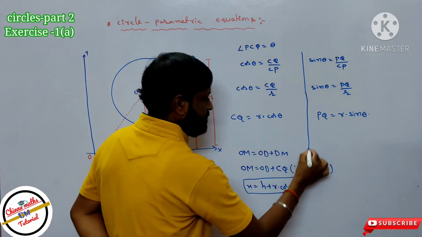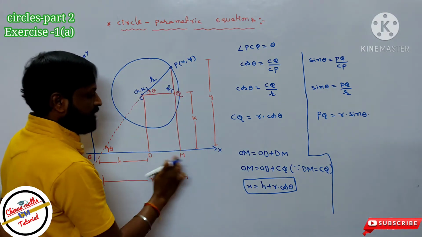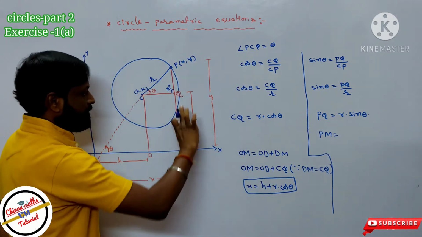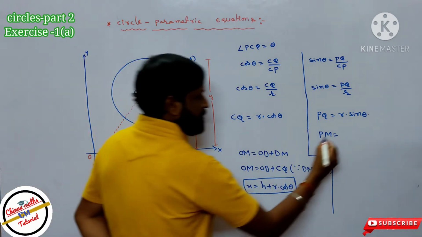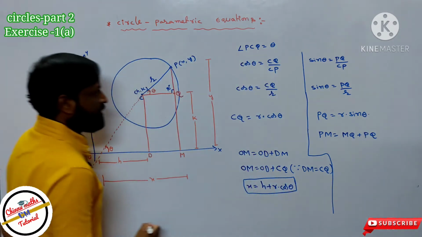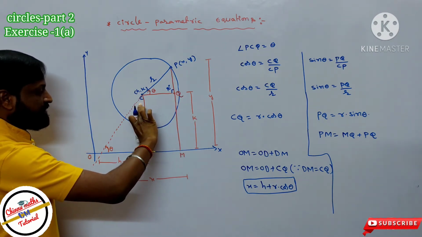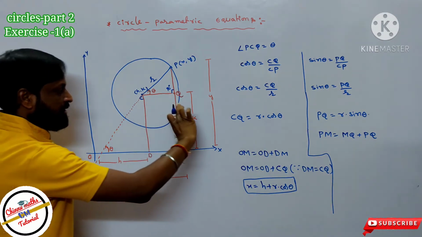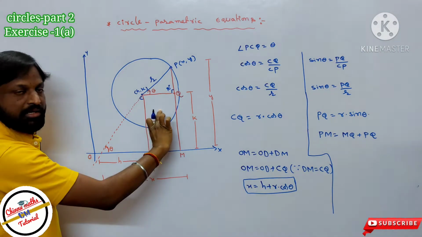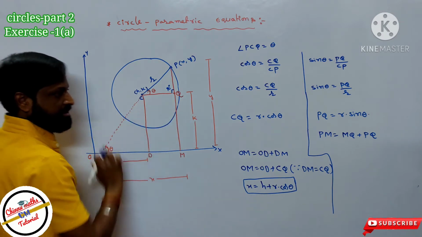Similarly, we have to write the total distance PM equal to MQ plus PQ. What is the MQ value equal to? MQ is equivalent to the distance CD. Why? Because CQMD is a rectangle. In a rectangle opposite sides are equal. So that is why QM equal to CD.